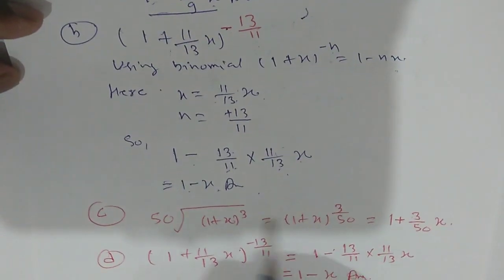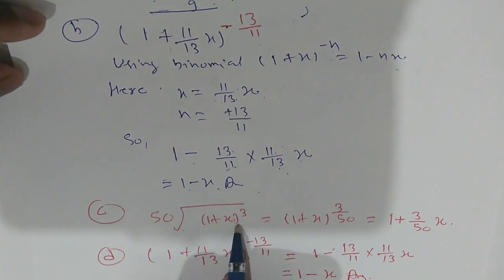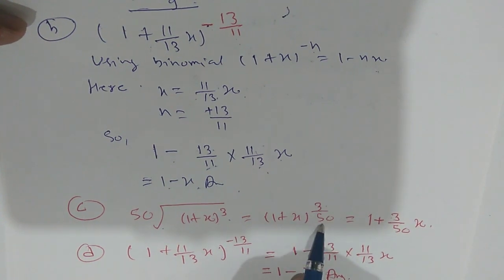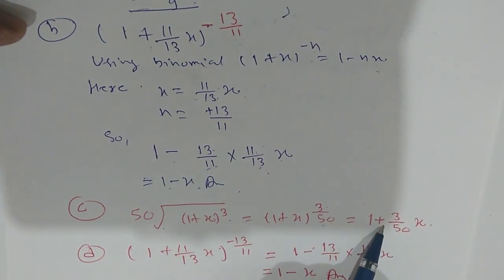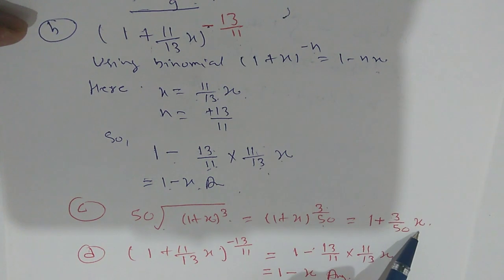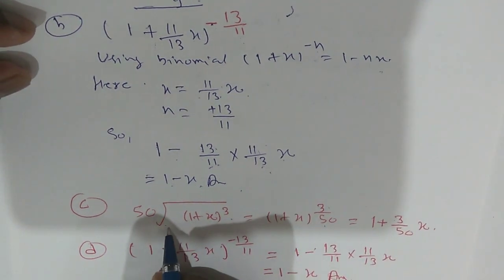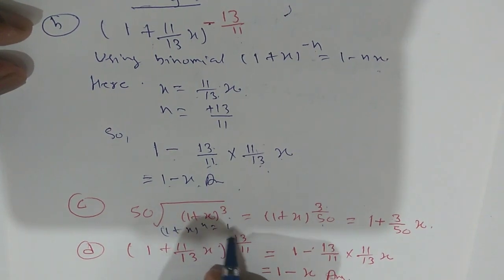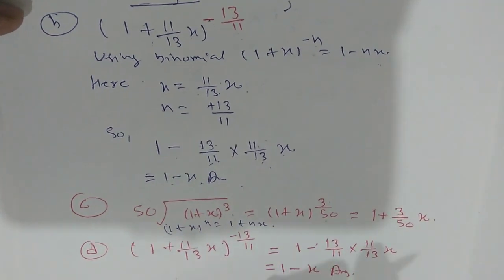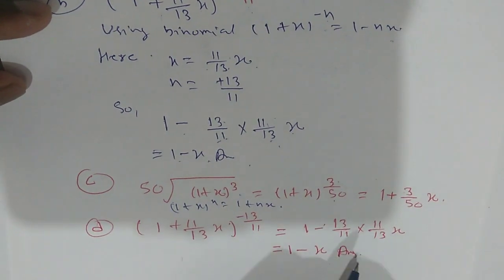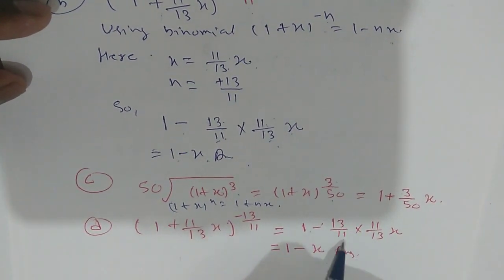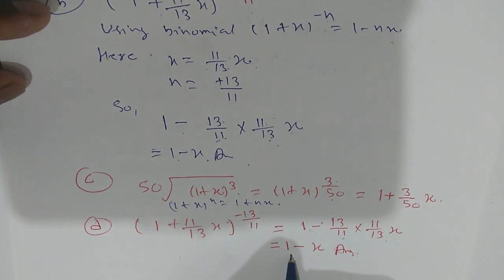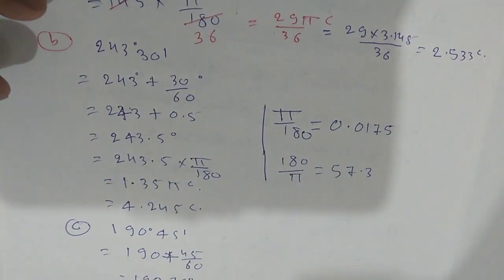Next one is the 50th root of 1 plus x raised to the power 3. So here 1 plus x raised to the power 3 upon 50. So directly we get the answer 1 plus 3 upon 50 into x, using the formula 1 plus x raised to the power n is equal to 1 plus nx. Next one similarly, we write here 1 minus 13 upon 11 into 11 upon 13 x. After solving it, we get 1 minus x as our answer.